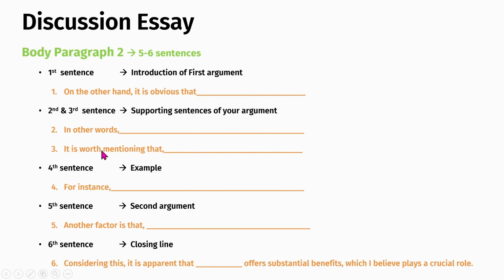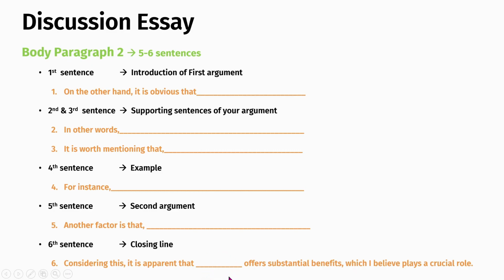Now it's time for us to write about the example. So here for example, I use for instance. In body paragraph 1, it was research revealed that. Instead of that, I used for instance here. Now your fifth sentence, which is your second argument, you can write as another factor is that. Here only introduce your second argument if necessary. And finally your closing note, which is your sixth sentence: considering this, it is apparent that.